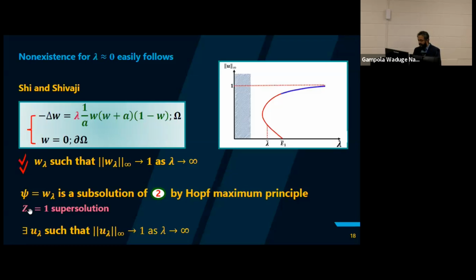But again, C1 equal to 1 is a super solution. That means there has to be a solution between w lambda and C1 for our model. What that tells you is that the sup norm of that solution should go to 1 as lambda goes to infinity, because the sup norm of w lambda goes to 1 as lambda goes to infinity. So that establishes that result.